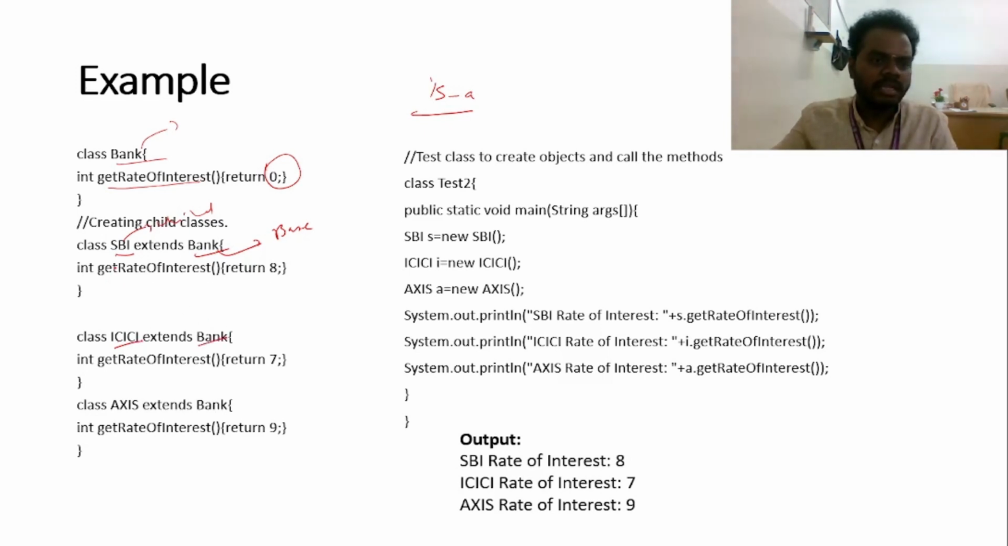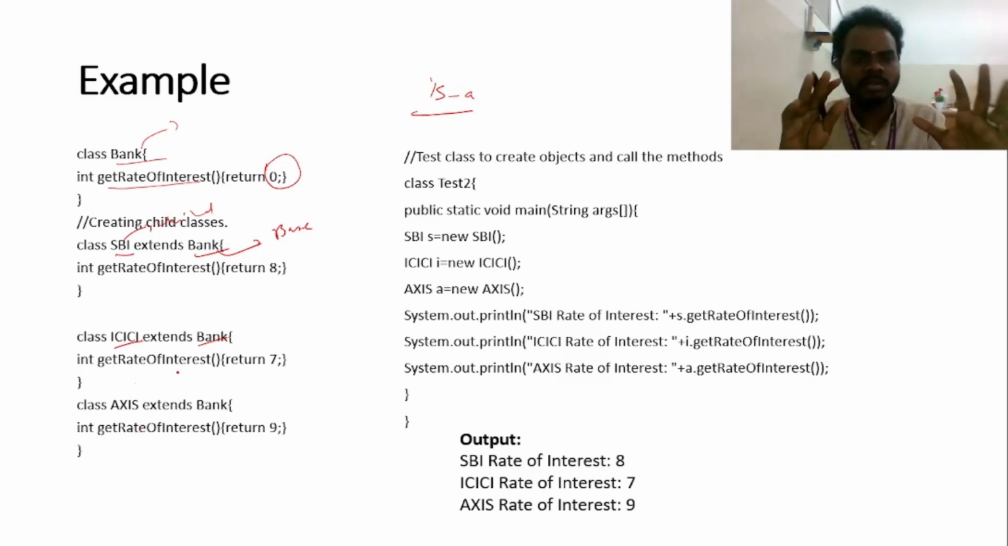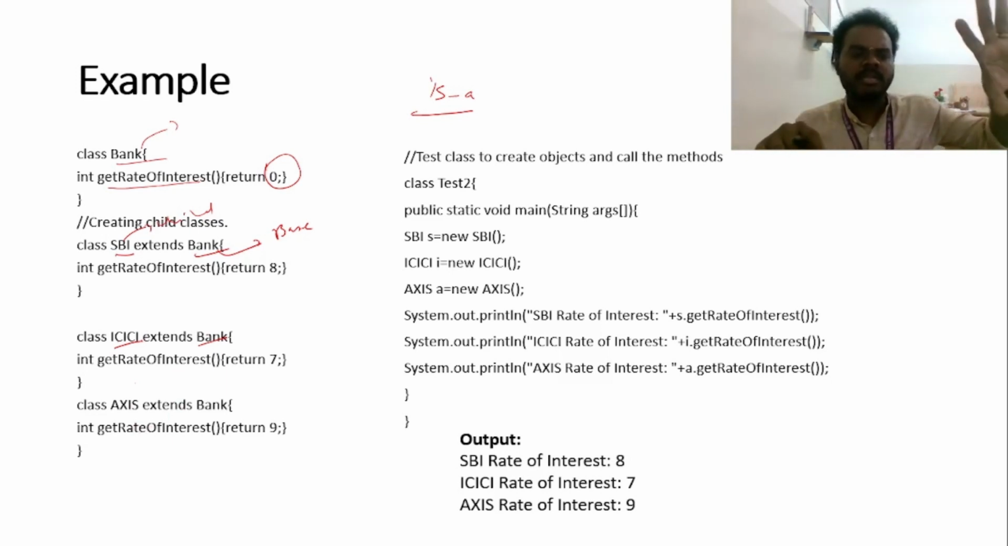You can see that getRateOfInterest is common for all the classes. In the base class there is a method called getRateOfInterest. In the SBI class there is getRateOfInterest, and in ICICI Bank and Axis Bank also. You should look carefully at that. All the method names should be the same. The same method name and same parameters as in the base class you have to follow for your derived classes also.